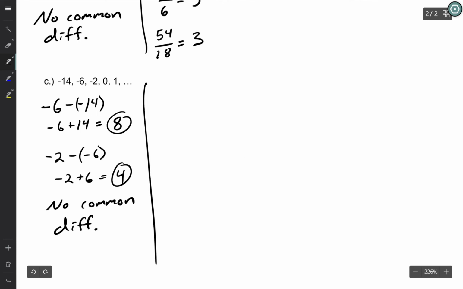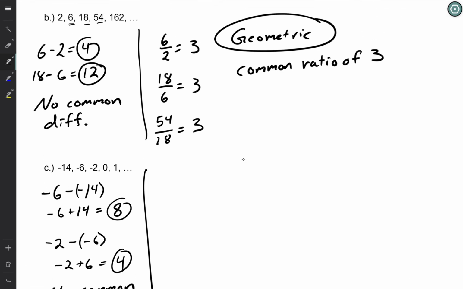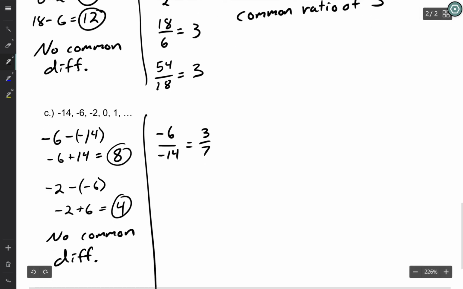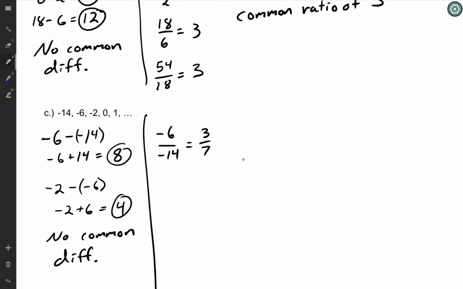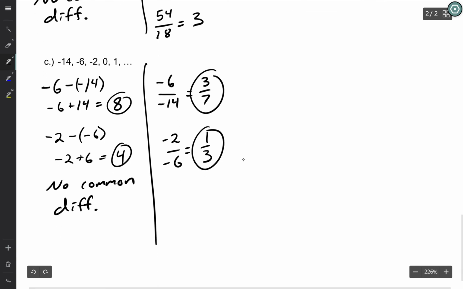Okay, let's try for geometric now. So geometric is my ratios. Okay, so I got negative 6 over negative 14. Negative 6 over negative 14, well, that's clearly 3/7. I could make it decimal, but I'm not going to because I know how this turns out. So negative 2 divided by negative 6. What do we get here? Well, this is 1/3. These are clearly different. These are clearly different here. So there's no common ratio.